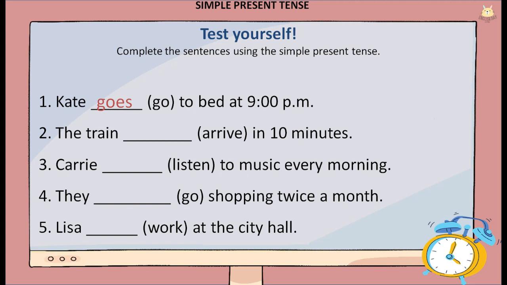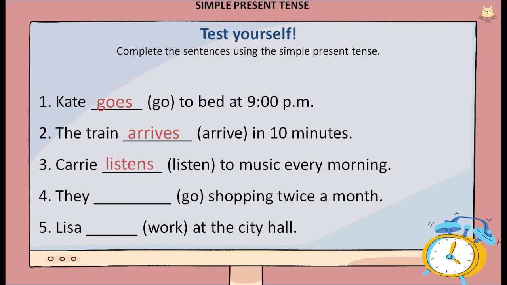Next, the train blank in 10 minutes. If you answered arrives, then you are correct. This sentence expresses a future timetable. Number 3, Carrie blank to music every morning. If you answered listens, then you are once again correct.